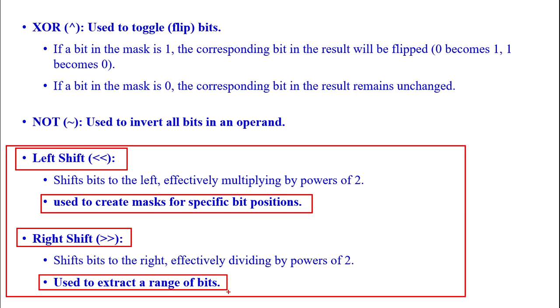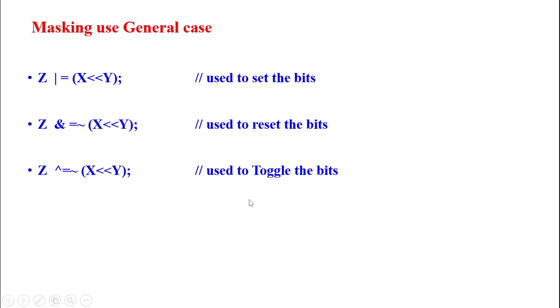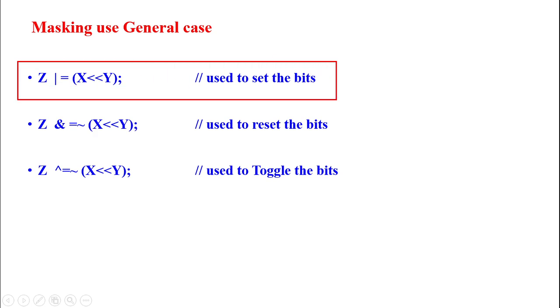Okay, so now here you can see this is a general use case in bit masking. Usually, if you want to perform any operation on a bit mask, we will be having three parameters. Here is one example to set the bits: Z |= X << Y. What is Z, what is X, and what is Y, I'll explain in the next step.